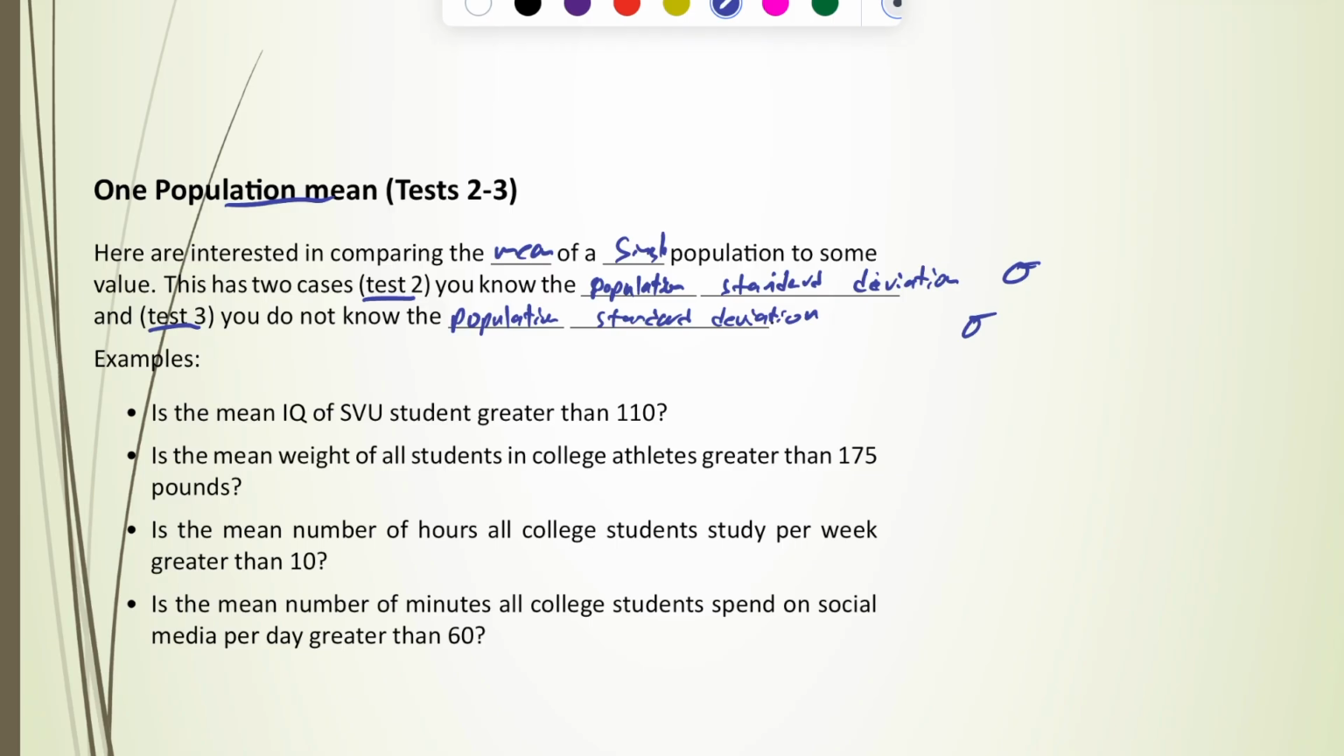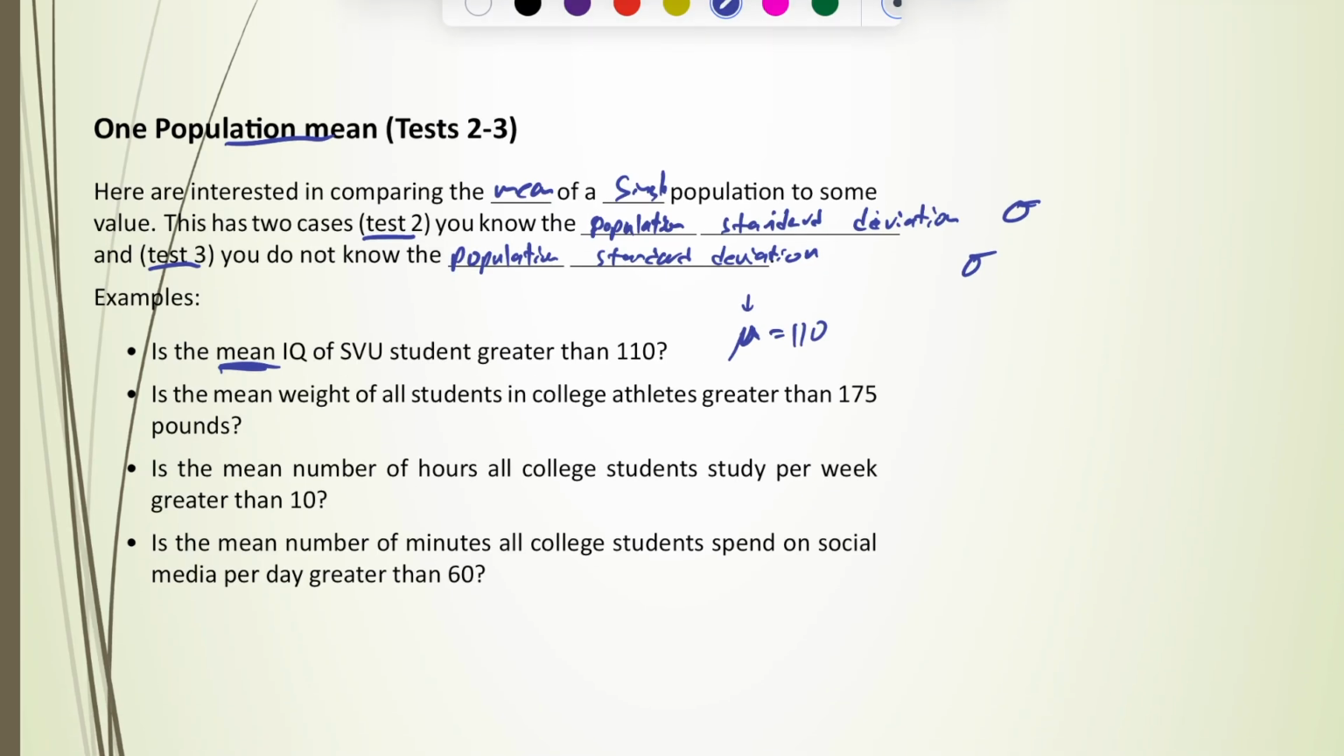All right, so examples. Is the mean IQ of students at SVU greater than 110? So the null hypothesis is going to be mu, which is my average IQ, is that equal to 110? That'll be my null hypothesis, always equality. Is the mean weight of all students in college athletics greater than 175 pounds? So again, mu equals 175 pounds. So that's my guess.